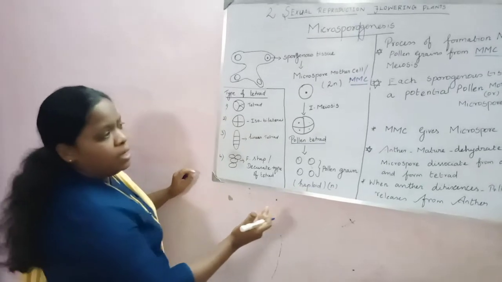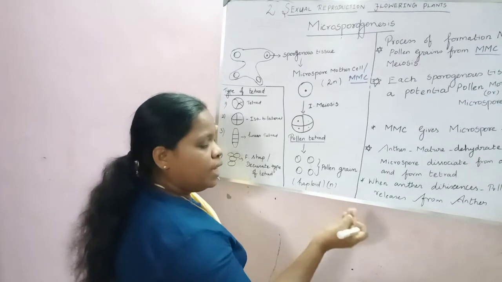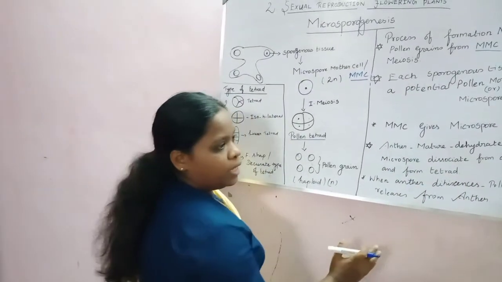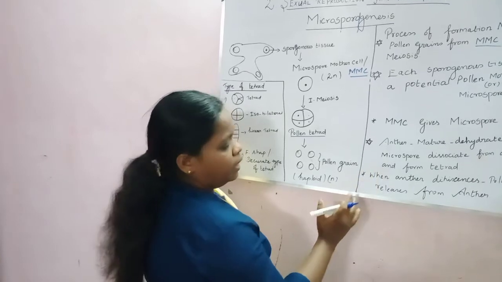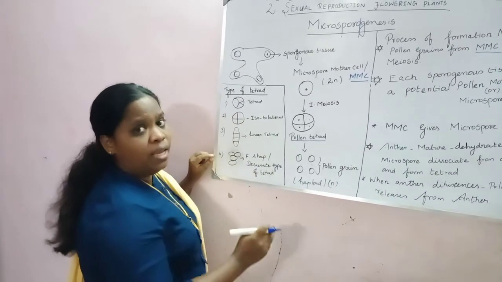When the anther matures and dehydrates, the microspores dissociate from one another to form a tetrad. When the anther dehisces, the pollen grains are released from the anther.